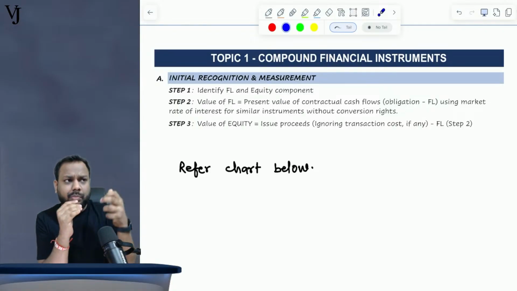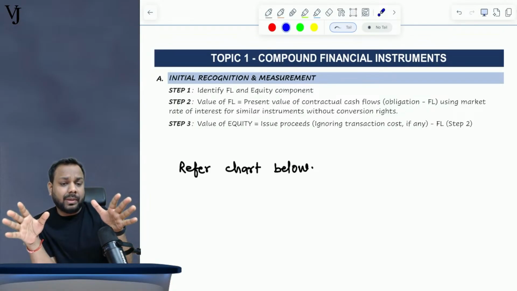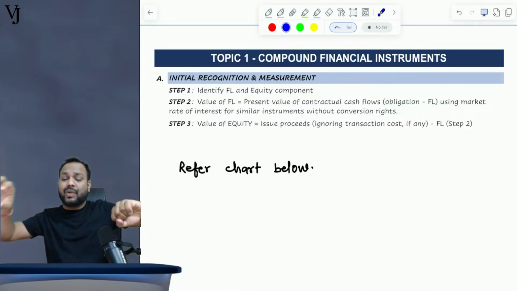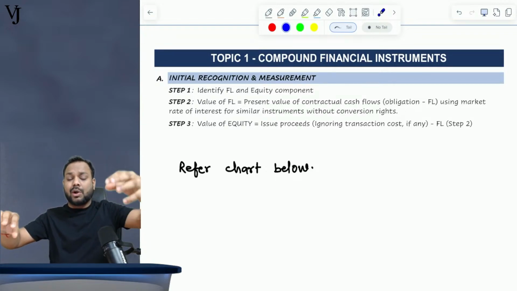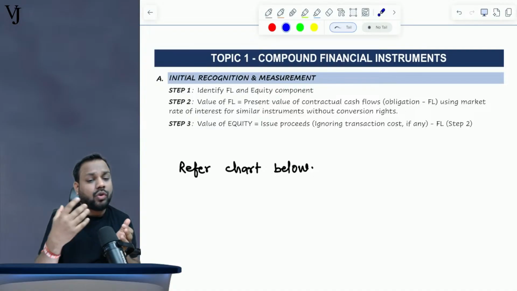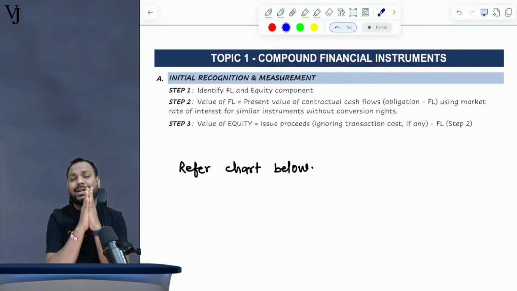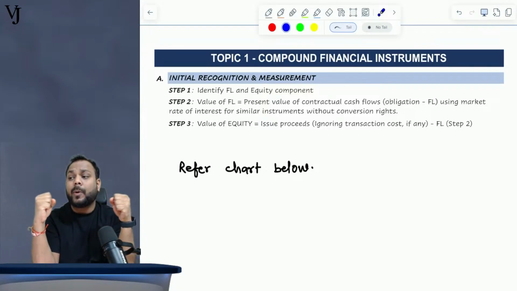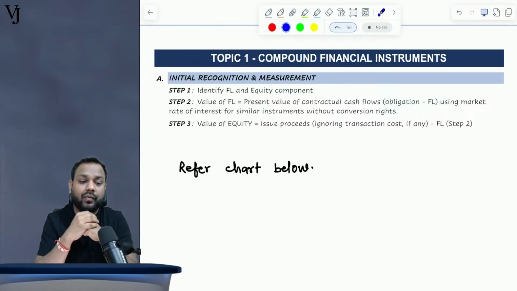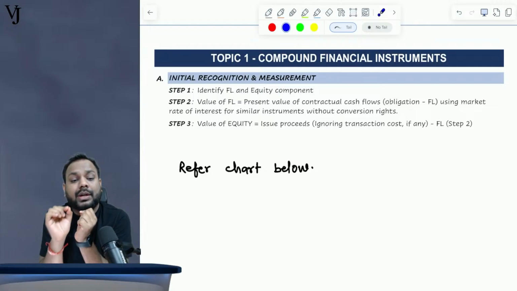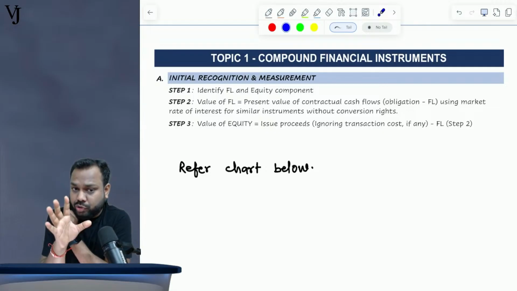Since this instrument has the features of both equity and financial liability, we are required to segregate the instrument into equity and financial liability. Equity will be accounted as per equity accounting, and financial liability will be accounted as per the amortized cost method. So on the date of issue of the instrument itself, we have to split the instrument into two parts, and that's why we call it split accounting.